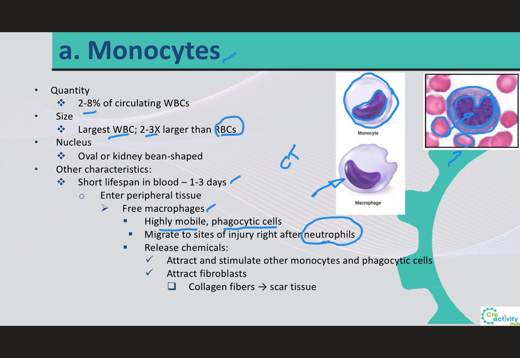And while they are exerting their function as phagocytes, the free and fixed macrophages release chemicals that will attract and stimulate other monocytes and other phagocytic cells. In fact, active macrophages also secrete substances that will attract fibroblasts into the region. And the fibroblasts begin to produce a dense network of collagen fibers around this site. And this will form a scar tissue that may eventually block off or isolate the injured area.